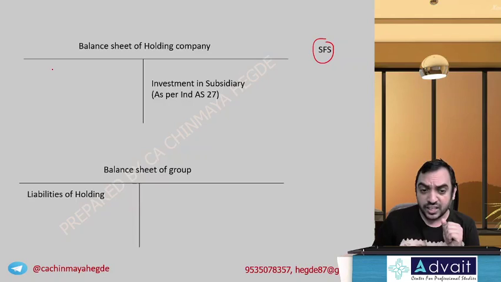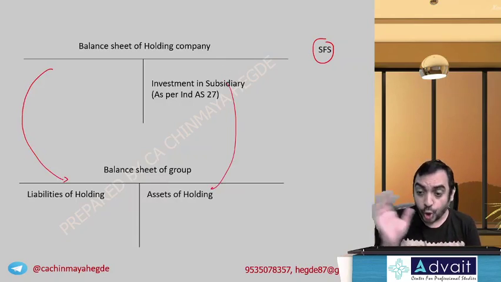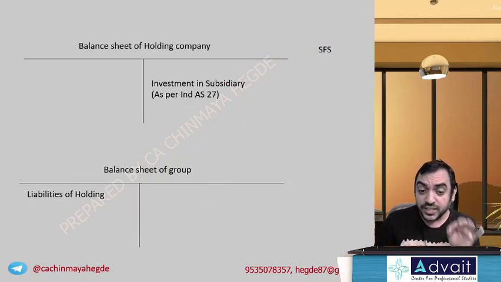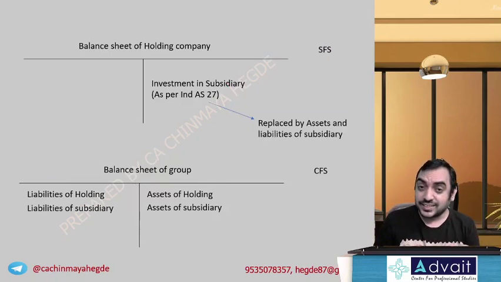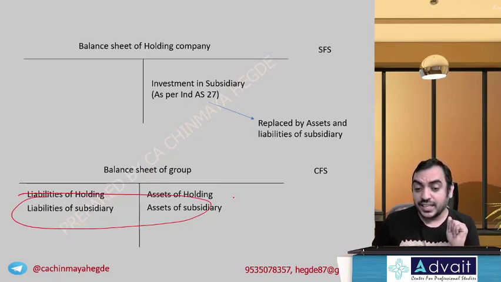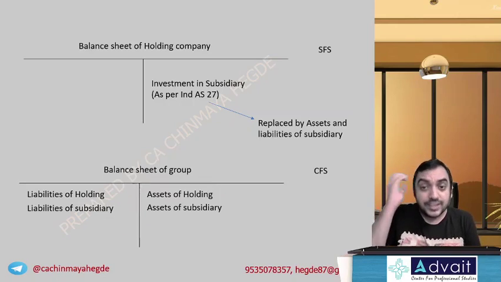The liabilities of the holding company will all go, and the assets of the holding company will all go. Not only that, the liabilities and assets of the subsidiary company will also be transferred. These liabilities and assets of the subsidiary will basically be replacing the investment. When you prepare the separate financial statements of the holding company, they will have an item called investment in subsidiary, which is valued as per Ind AS 27.